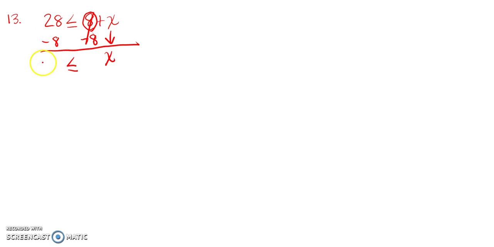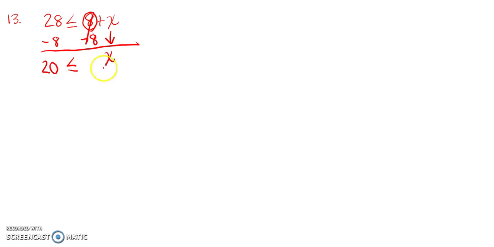So starting with number 13, I have 28 is less than or equal to 8 plus x. We're going to solve these just like our equations. So we're going to circle our constant. If there's nothing in front of it, that tells me it is a positive number. So I need to take the inverse, and the inverse of positive is negative. So I'm going to subtract 8 from both sides. That crosses out, and I bring down my x and my sign, and 28 minus 8 is 20. So 20 is less than or equal to x.